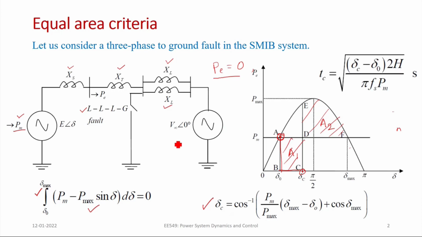And now from this critical clearing angle, if you substitute it in your swing equation, I will find the critical clearing time Tc. So your critical clearing time Tc will be the square root of (delta C minus delta 0) into 2H by pi fs Pm.